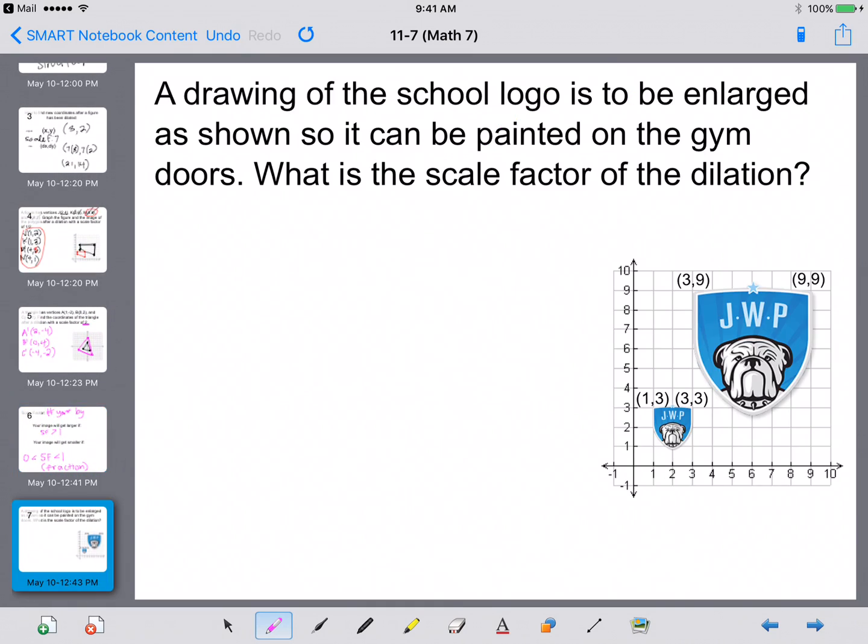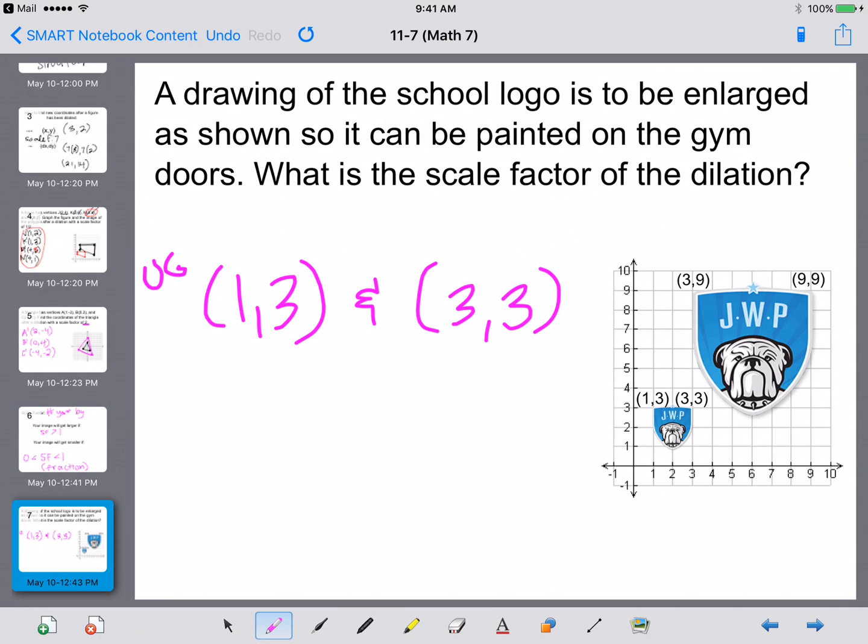And finally, here's a real-world example for you. The drawing of the school logo is to be enlarged, as shown down here on our table, or a graph, I apologize, so it can be printed on the gym doors. What is the scale factor of the dilation? So now we have our points. So we have our original of 1, 3, and 3, 3. So that's our OG, right? Our original. And our new of 3, 9, and 9, 9.